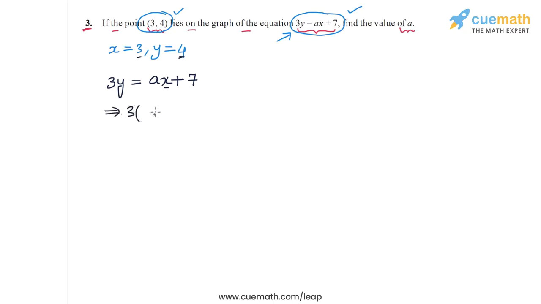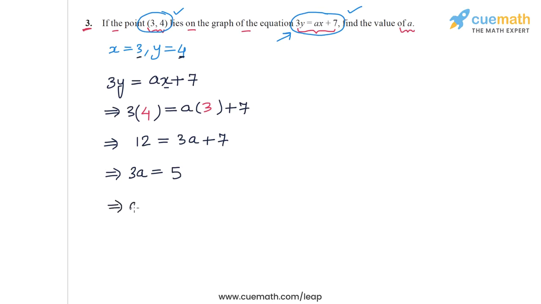So we get 3 times, and instead of y, we write 4, equal to a times 3, and then plus 7. Alright, now on the left side we get 12, 3 times 4 is 12, and on the right side we get a times 3 is 3a, plus 7. This gives us 3a = 12 - 7, or 5, and hence a = 5/3.